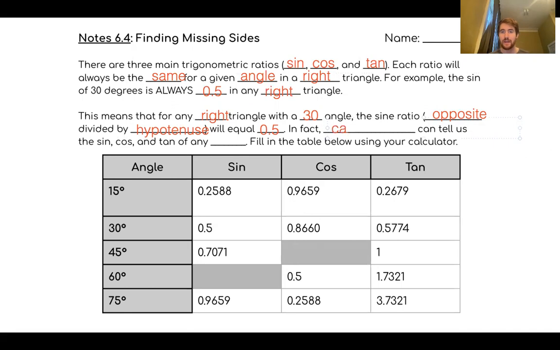And in fact, calculators can tell us the sine, cosine, and tangent of any angle. So the first thing you're going to need to do is get out your graphing calculator and find the sine, cosine, and tangent buttons and use them to find the sine of 45 degrees, or the cosine of 45 degrees and the sine of 60 degrees. And just fill in these two gray squares in your table using the information your calculator gave you. If you can't find those buttons, let me know or ask a friend.